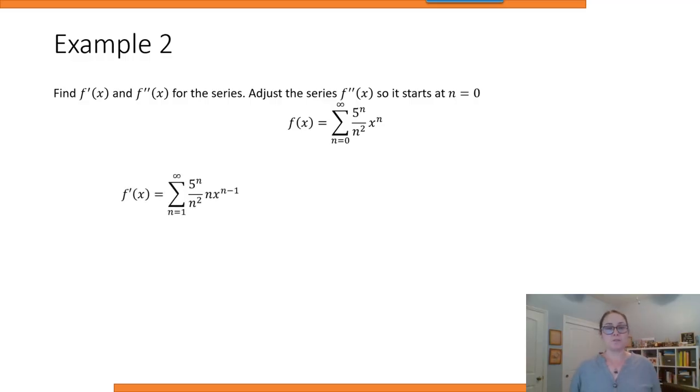Okay, so for the first derivative, just doing power rule, 5 to the n over n squared is a constant. It's a number. So it does not change when I take the derivative. It's just the x that changes. So I do power rule. I've got n times x to the n minus 1. And now I've lost the first term, so it starts at n equals 1.